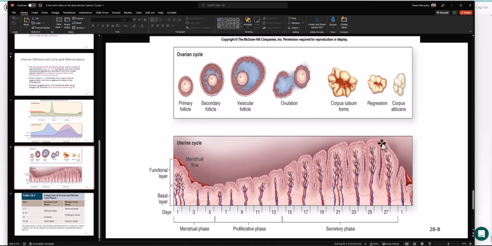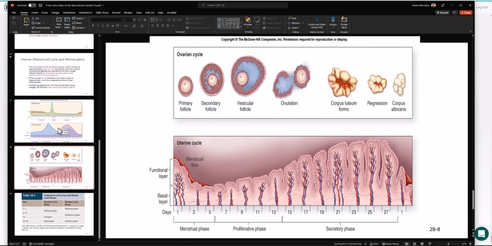Again, now if it doesn't get implanted, then the corpus luteum will regress. But recall also that the embryo itself will start to produce HCG, and HCG will have a similar effect. It will maintain the endometrial layer. So what is controlling all this?